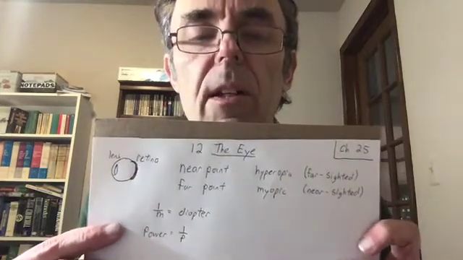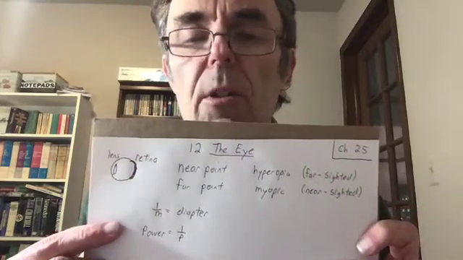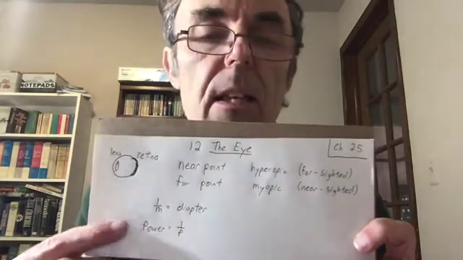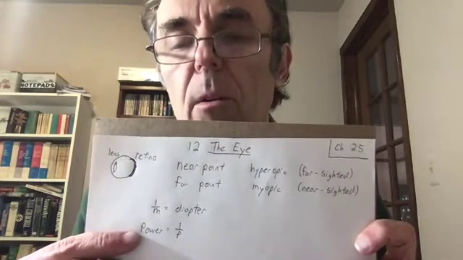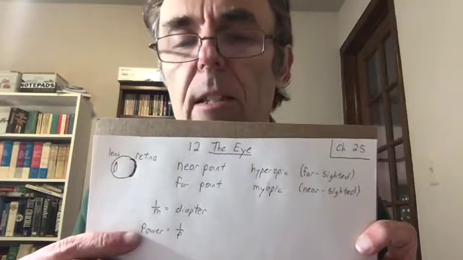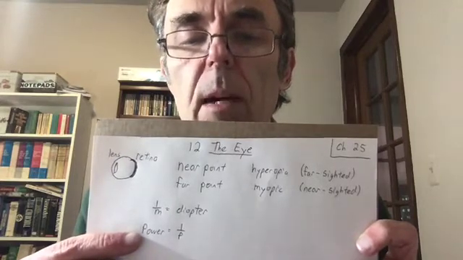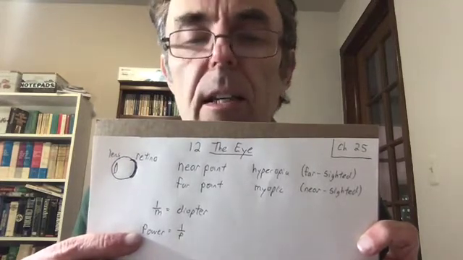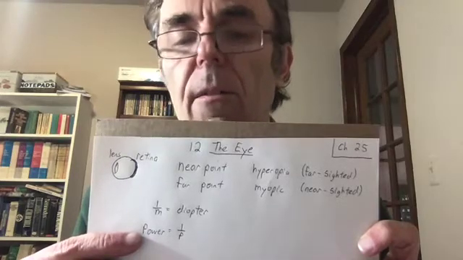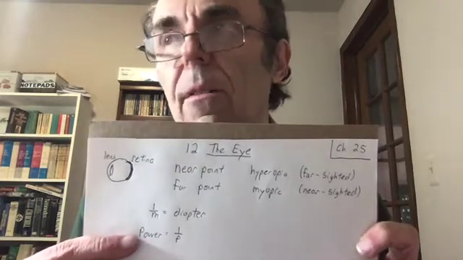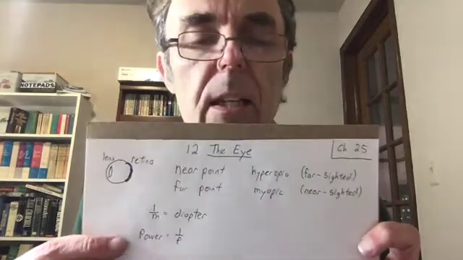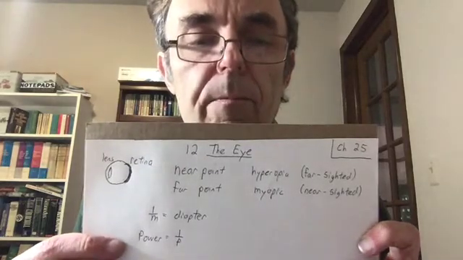So a very common question might be to ask you to prescribe a lens that will correct the vision for distance vision for a person with myopia who has a far point of 15 meters, and give me the answer in diopters.